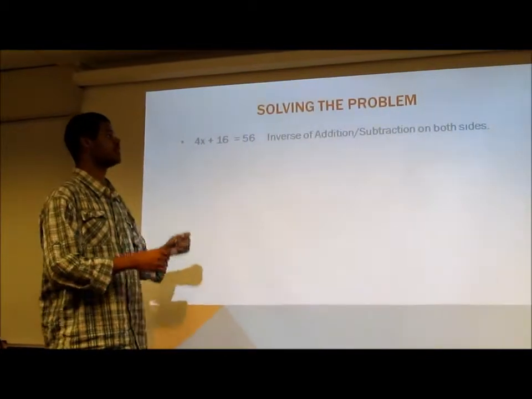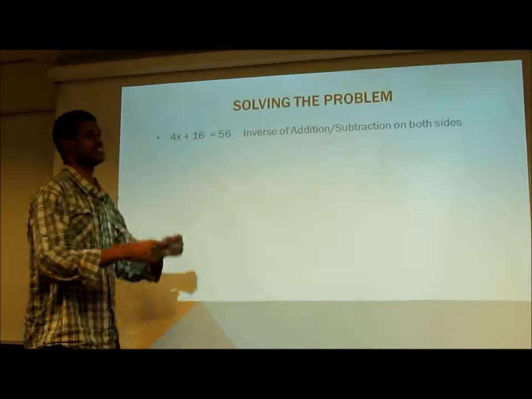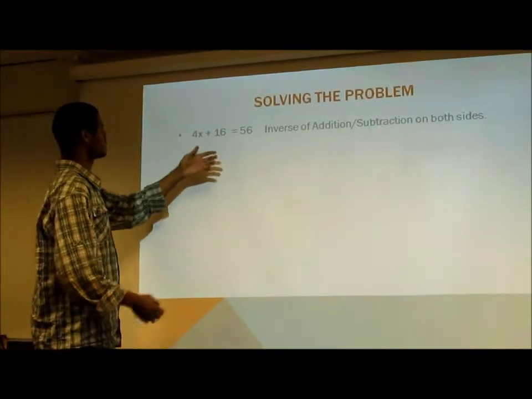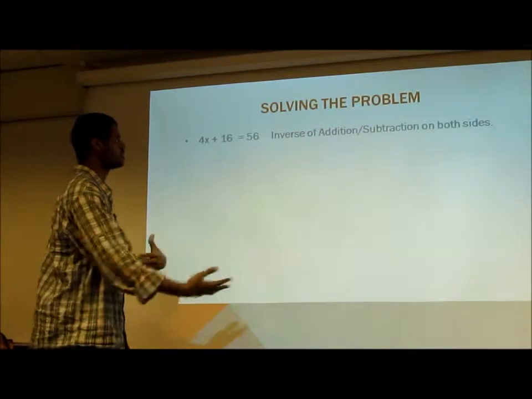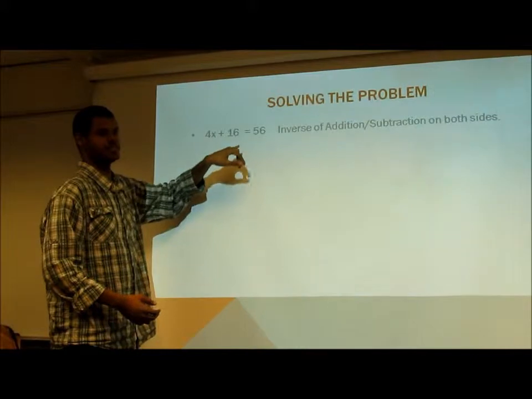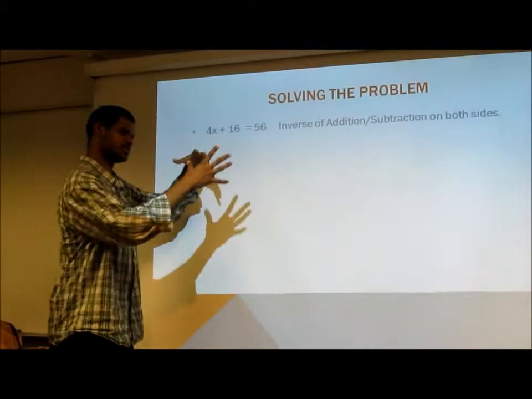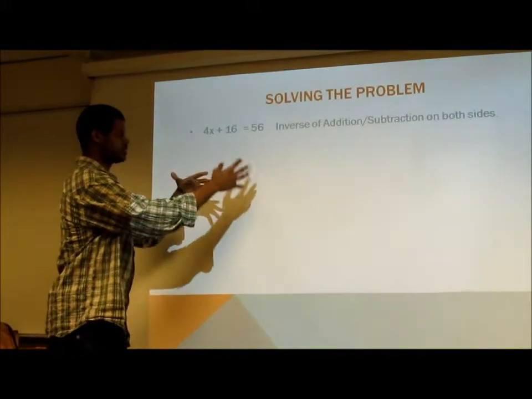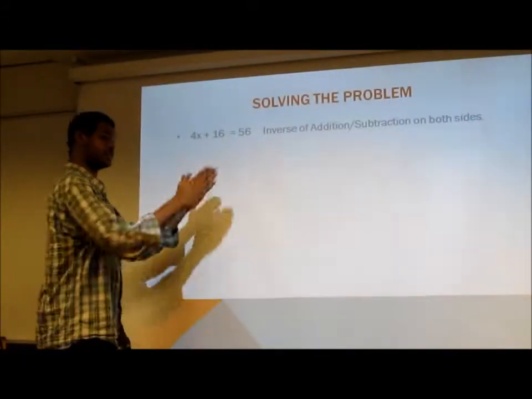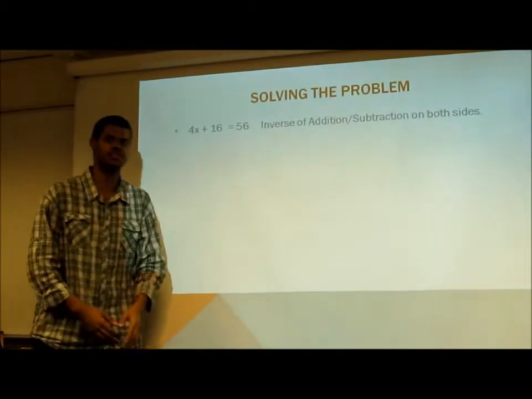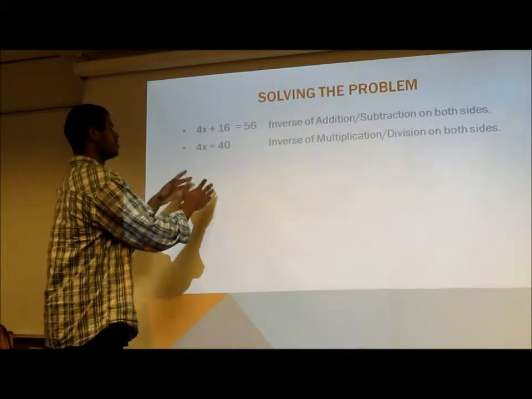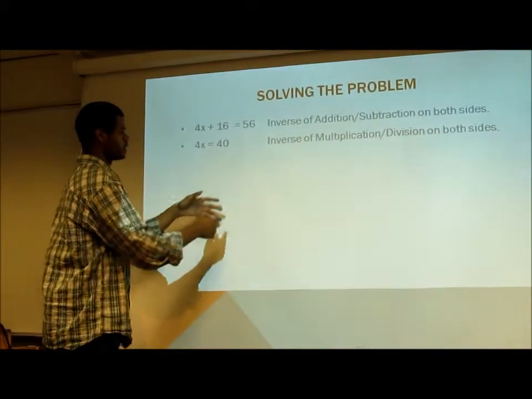First, we're going to do the inverse of any addition and subtraction that is on both sides. Seeing as how the statement is telling us 4x plus 16 equals 56, we need to subtract 16 from both sides of the equal sign, because this is the addition that is present in the equation. So we need to do the inverse of the addition, and we need to do it on both sides in order for it to make sense. Bear with me. What you're going to come out to is 4x equals 40.